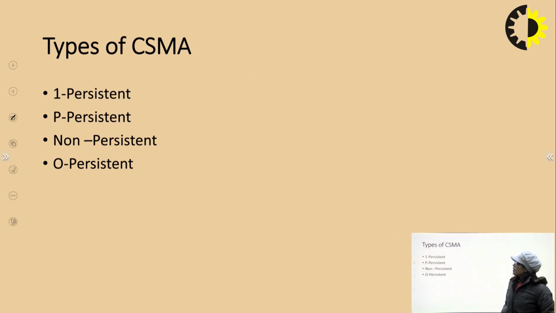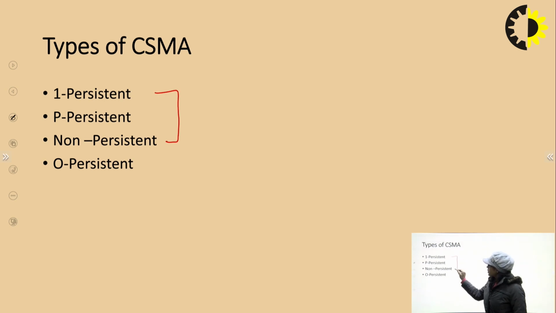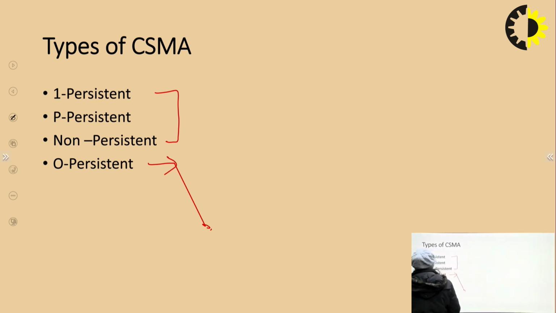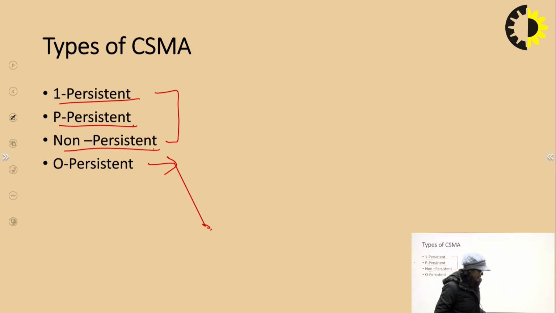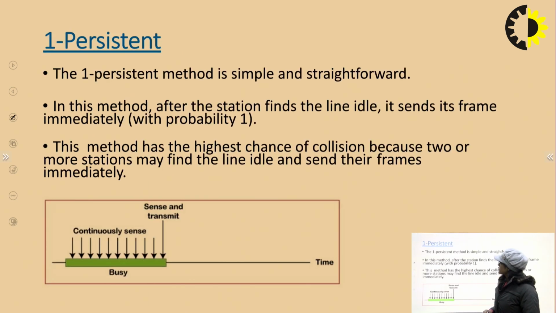Next, we will talk about some kinds of CSMA. Here we have mainly 3 categories, but sometimes we also discuss the 0 persistent type. So basically we have 3 categories: 1 persistent, P persistent and non persistent. Let's discuss what these are.